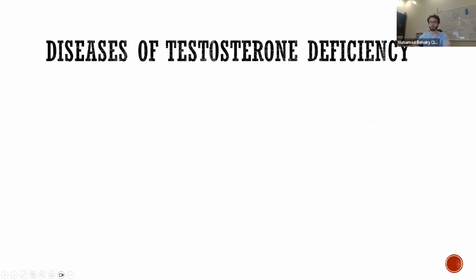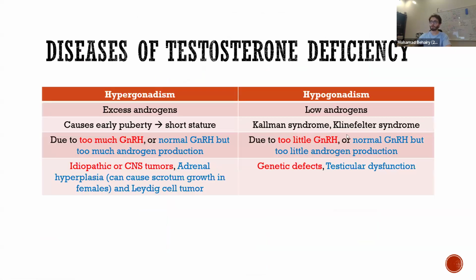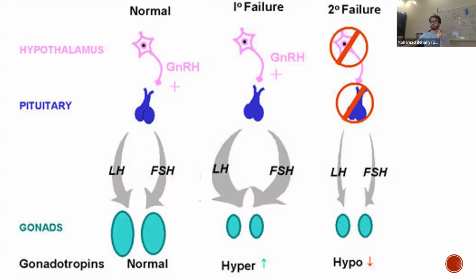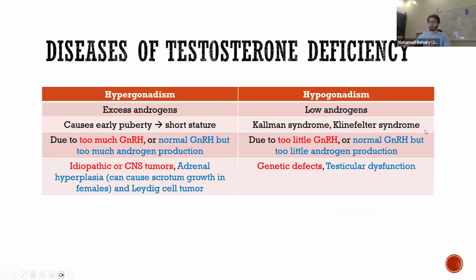Now, let's differentiate between two important things: hypergonadism or hypogonadism. Now, this is different from what we talked about in the previous slide. From the previous slide, we were talking about hypergonadotropic and hypogonadotropic, which is LH or FSH. Now we're talking about gonadism, which is the testosterone itself, not the LH, FSH, no, the testosterone itself.